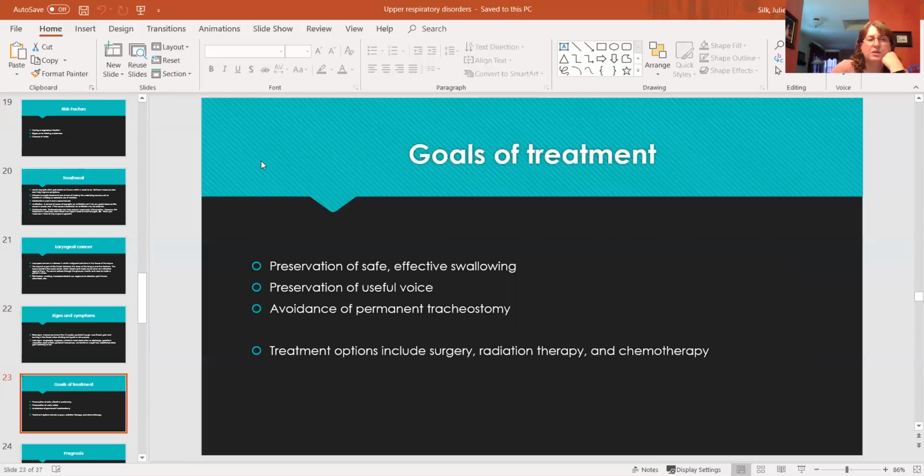The goals of treatment when you have laryngeal cancer are to try to preserve safe, effective swallowing for this person, because you're hoping that they could still swallow without you having to do some type of intervention. You want them to still have a voice and try to avoid having a permanent tracheostomy if you can. Treatment that they usually will do involves surgery, radiation, or chemotherapy.